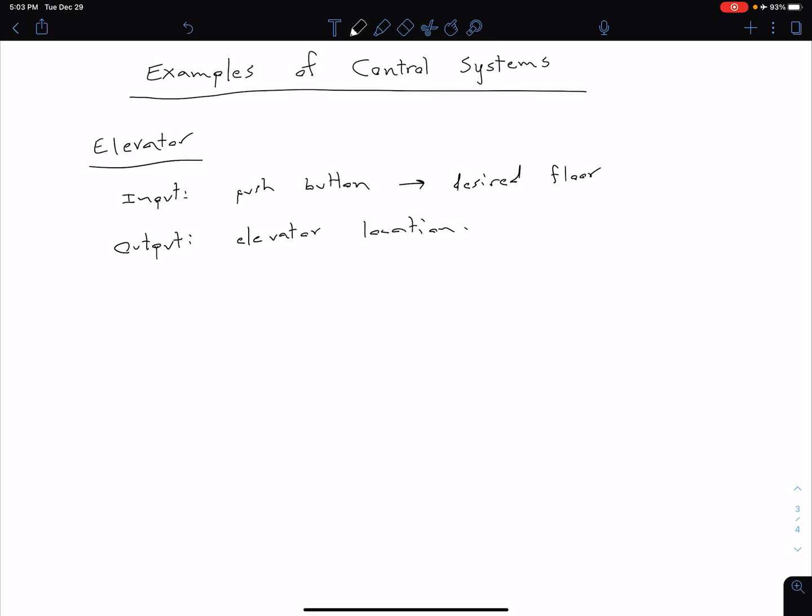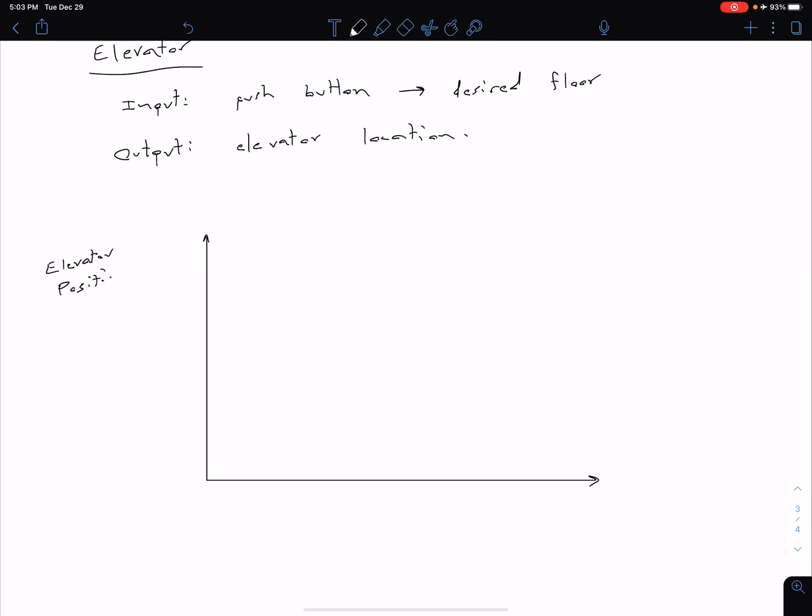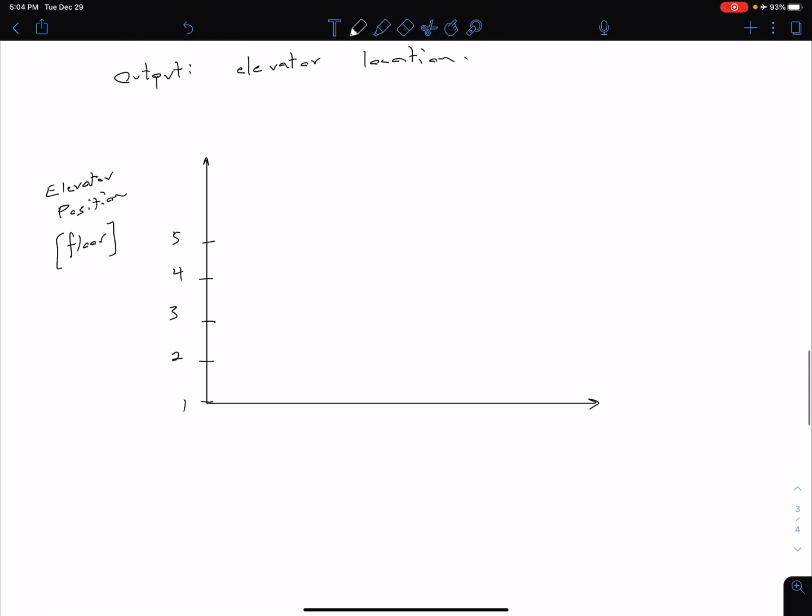So let's consider the relationship between these two things graphically. Let's say over here on our vertical axis we have our elevator position, and let's say the units of this is our floor. For example, down here we're at our lobby, that's 1, 2, 3, floor 4, and floor 5, and so on. And on our horizontal axis, let's say that this is time.